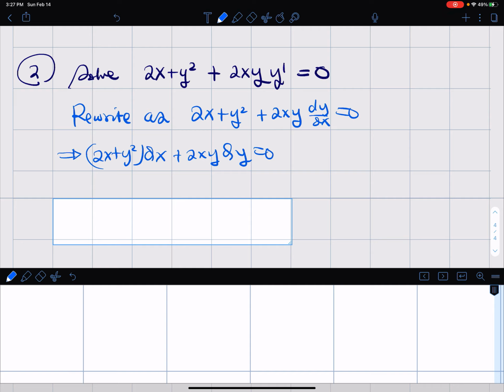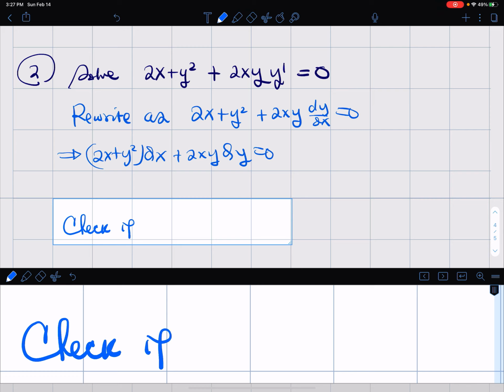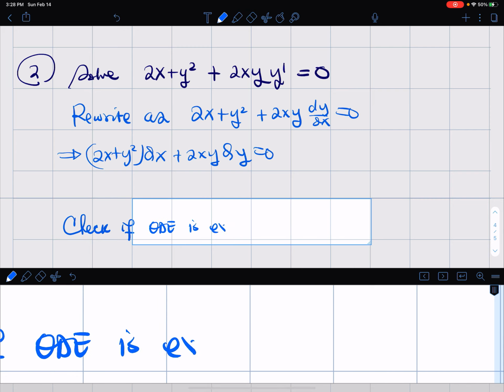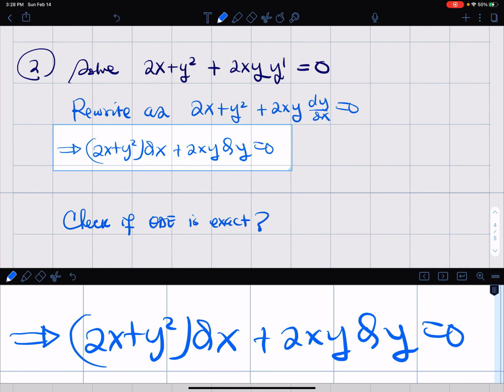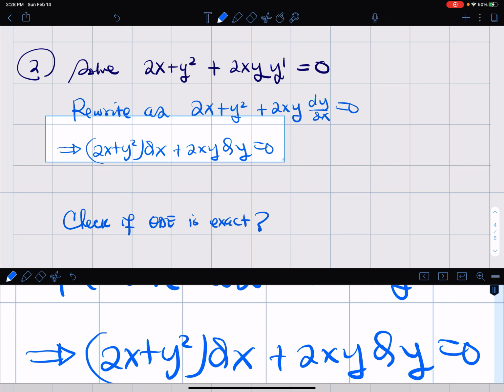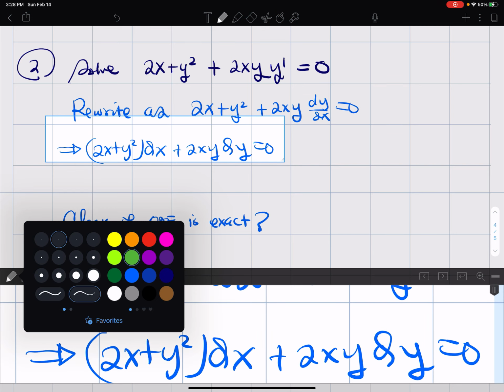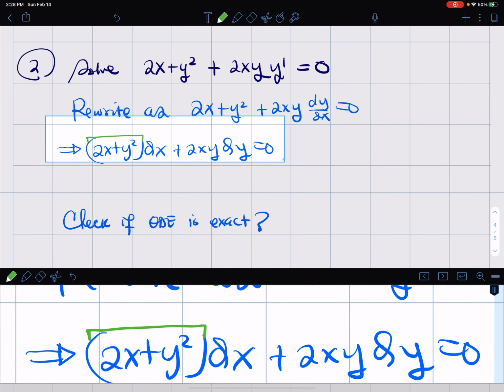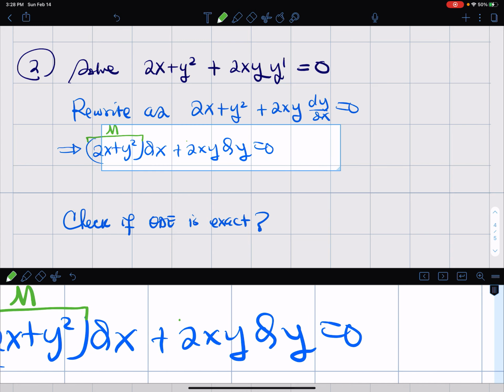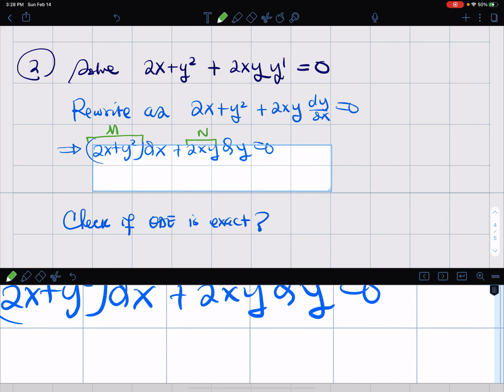the question of the century is this. You want to check if your ODE is exact. Is it exact? Are you exact? If you're an ODE, would you want to be exact? All right, so let's see. This is your M and this is your N.